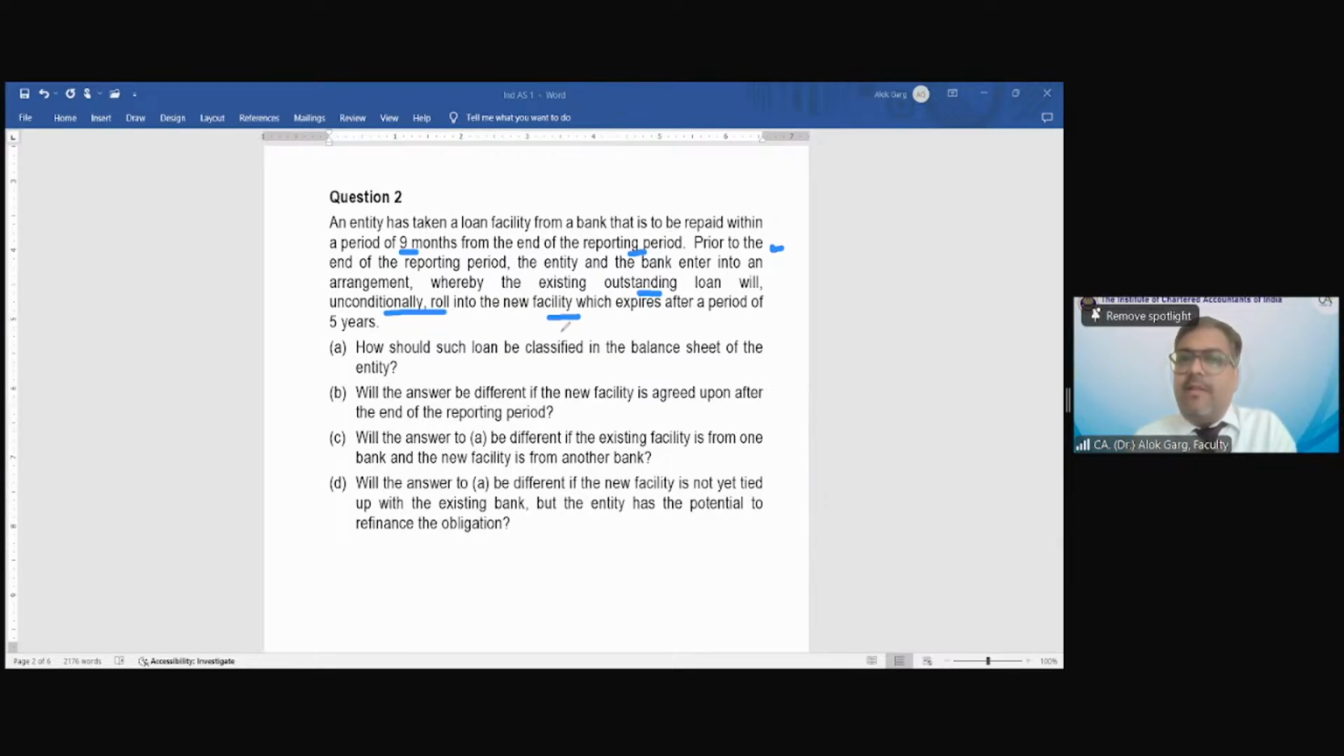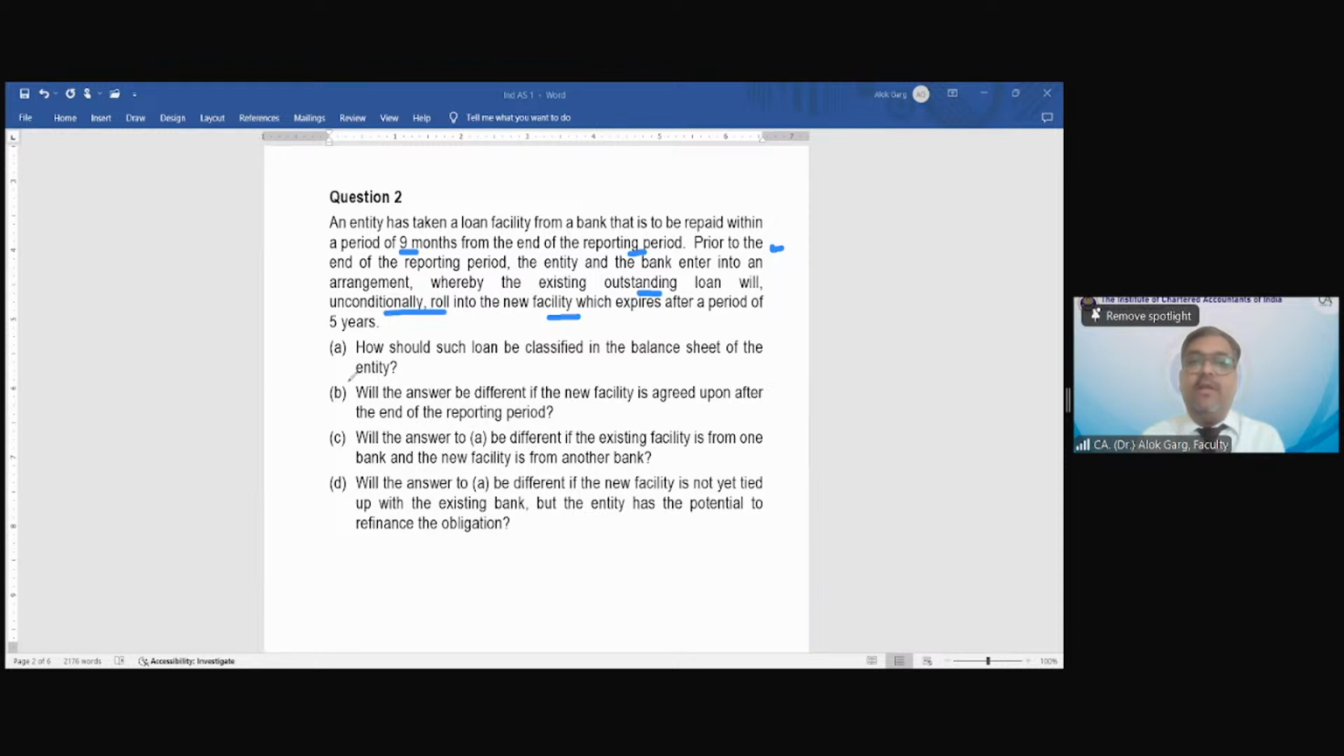Then it is written, prior to the end of the reporting period, the entity and the bank enter into an arrangement whereby the existing loan will unconditionally roll into a new facility which expires after a period of 5 years. So before the balance sheet date, the entity and the bank agreed that this loan is not going to be repayable after 9 months. It has to be payable after 5 years. So that loan has to be rolled into the new facility.